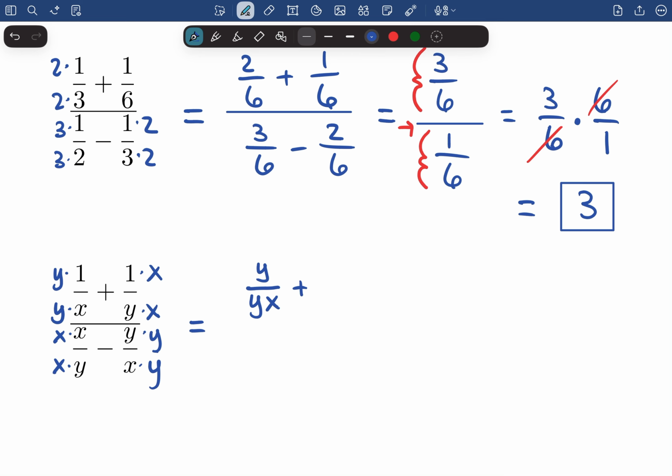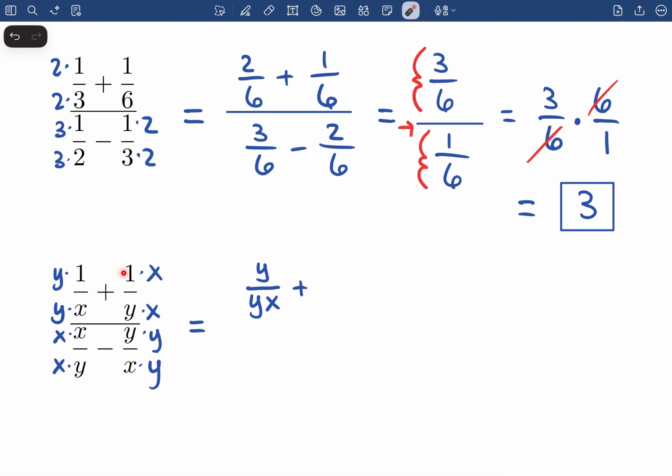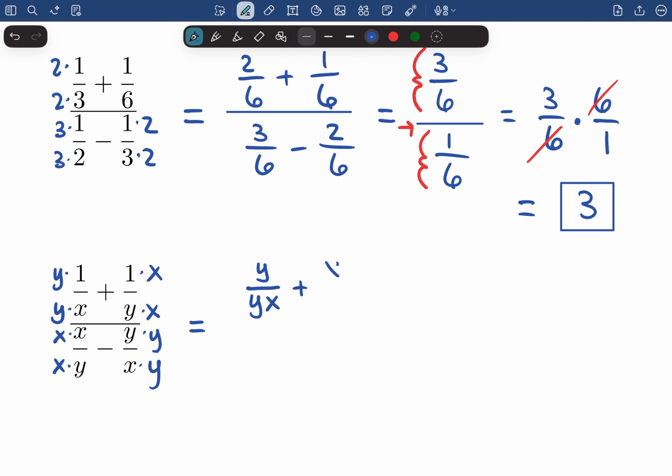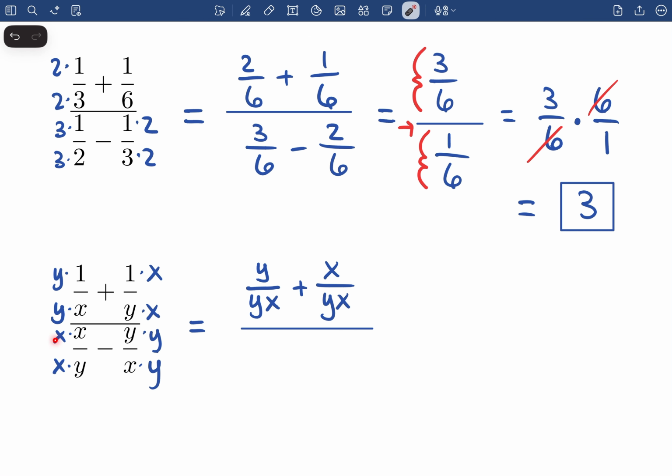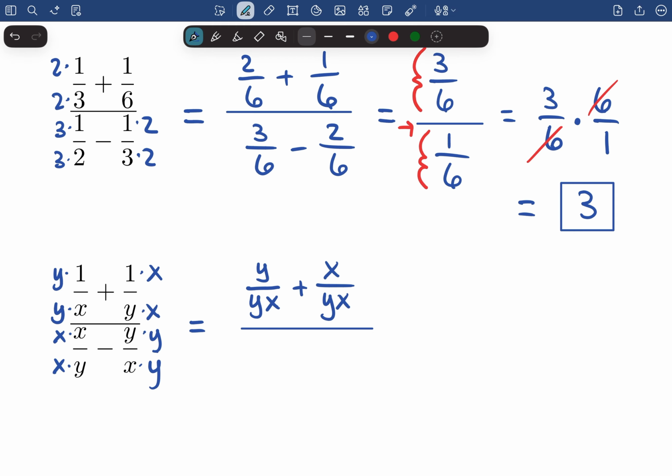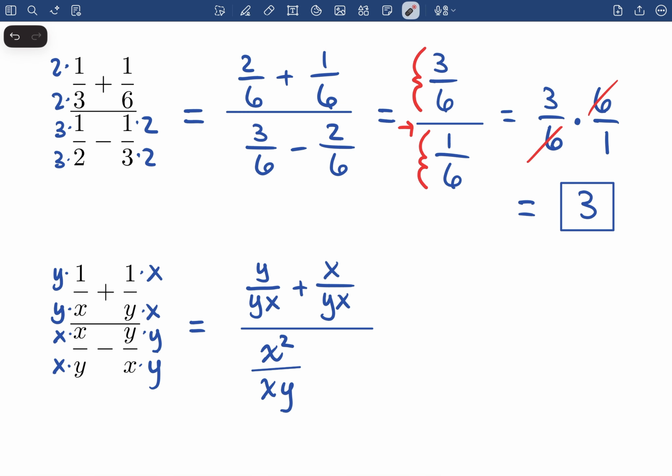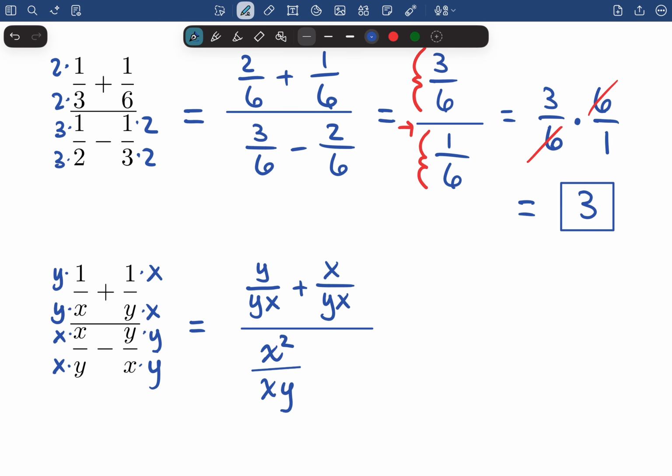And then that's plus 1 times x, which is x, divided by y times x. Okay, and that's all divided by, well, x times x is x squared. And that's divided by x times y. I can just write x times y. And then I have the minus sign. And then y times y is y squared. And that's divided by x times y.